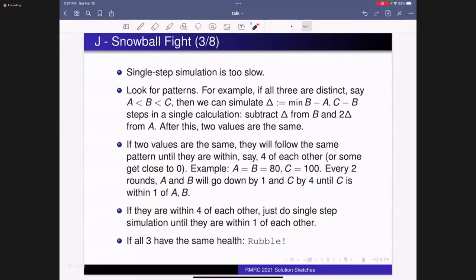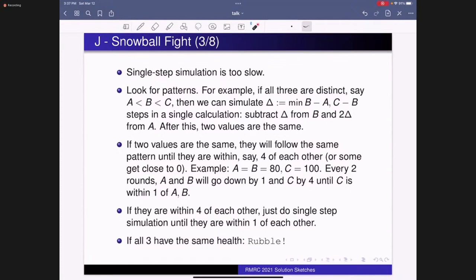Snowball fight. Snowball fight is an odd one because it can be solved in constant time, in fact. The numbers are really big. It's kind of a messy problem, but there is a simple constant time solution where the idea behind it is simple, but fleshing it out does take some attention to detail.